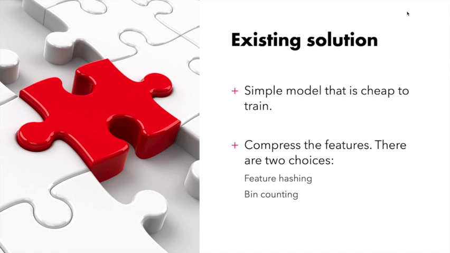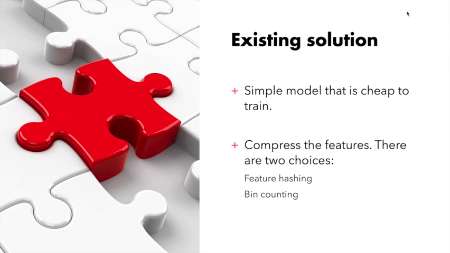So what are the existing solutions? Existing solutions could be seen as two different categories. First, you should not do anything fancy with encoding. Use a simple model that is cheap to train. Feed one hot encoding into a linear model. It could be logistic regression, linear support vector machine, and lots of machines. Then compress the features. There are two different choices, and we're going to discuss a bit about them.